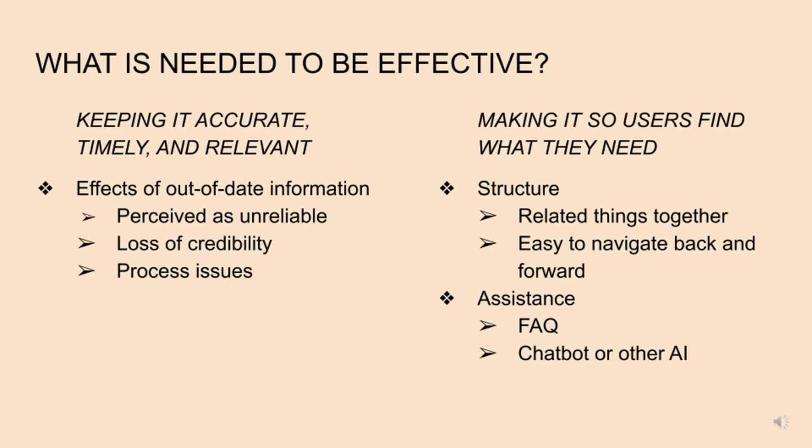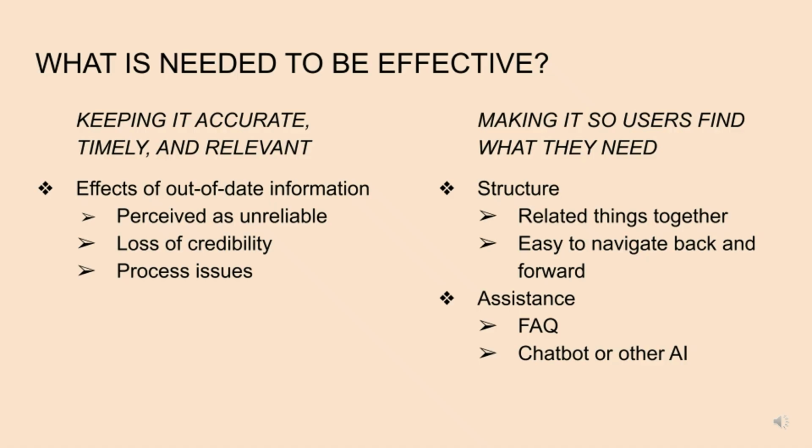There are 2 important points to consider for effective knowledge management. One of them is keeping information accurate, timely, and relevant. Otherwise, the perception of an organization can lose its credibility and be perceived as unreliable. This can also create process issues for an organization and, in turn, make it run less efficiently.